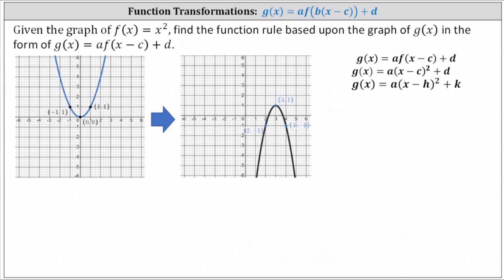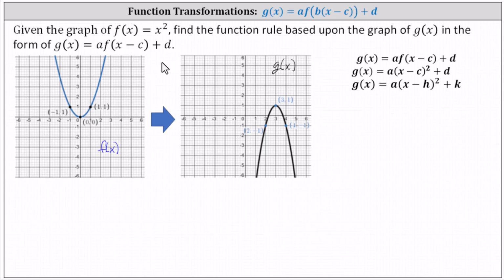Given the graph of f of x equals x squared, shown here on the left, find the function rule based upon the graph of g of x, shown here on the right, where g of x is in the form of a times f of the quantity x minus c plus d.